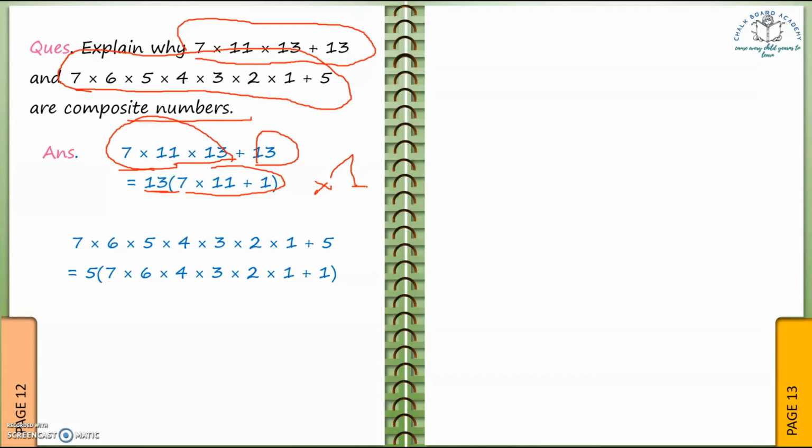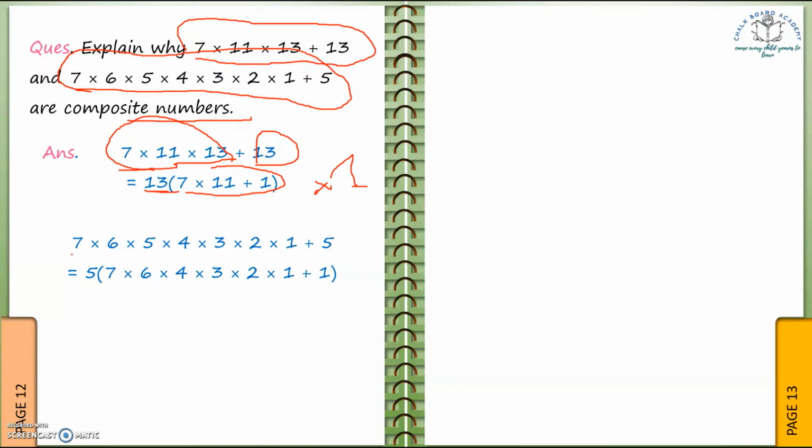So it has more than 2 factors, that is, it has 3 factors. Or maybe when we multiply and solve this further, like 7 into 11, that is 77, plus 1, that is 78. It is an even number, so it must have more factors. So this number has more than 2 factors, hence it is a composite number.